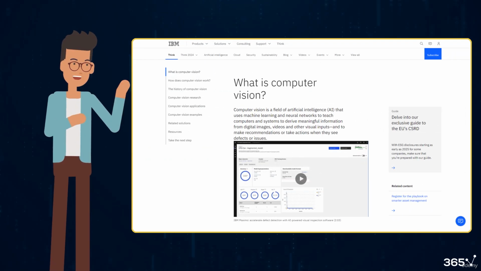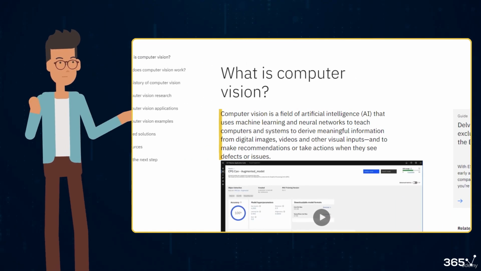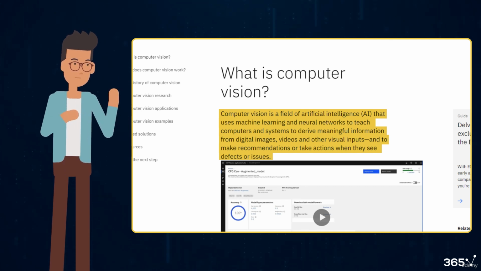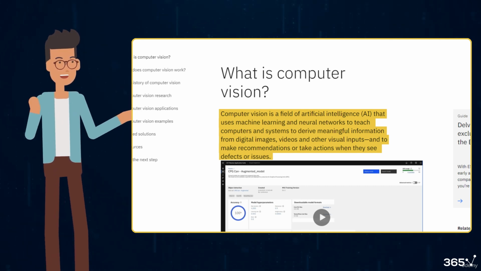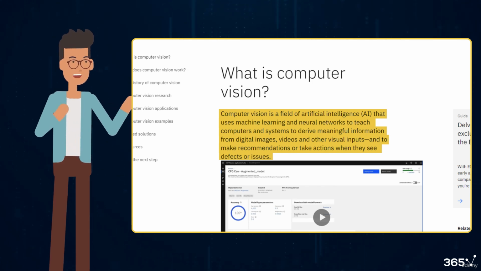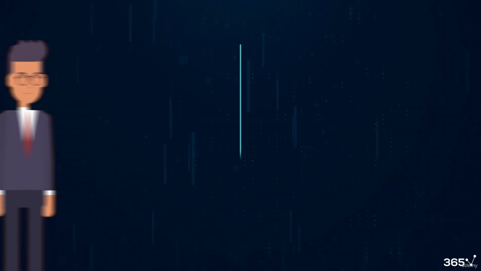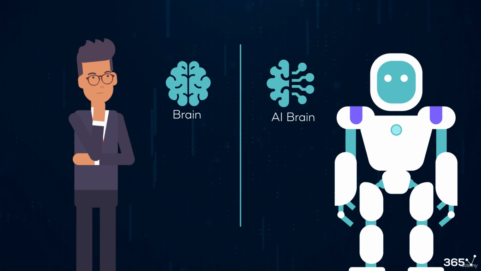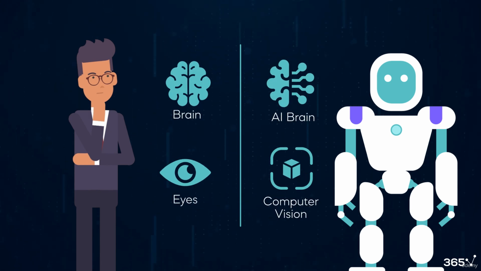IBM defines computer vision as an AI field that uses machine learning and neural networks to teach computers to derive meaningful information from digital images and videos. Consider this analogy. If AI functions as the brain, computer vision serves as the eyes.